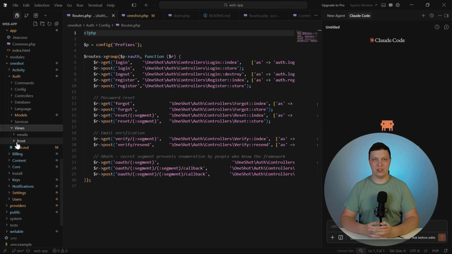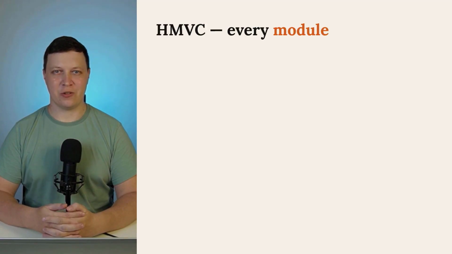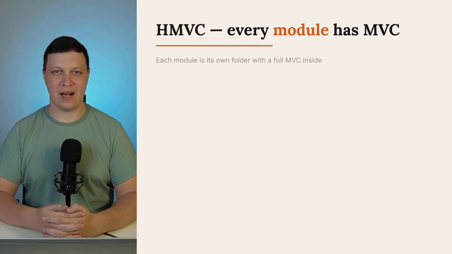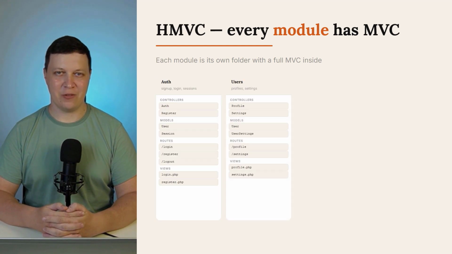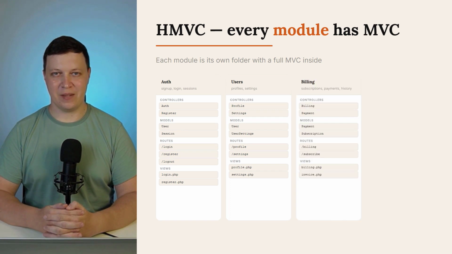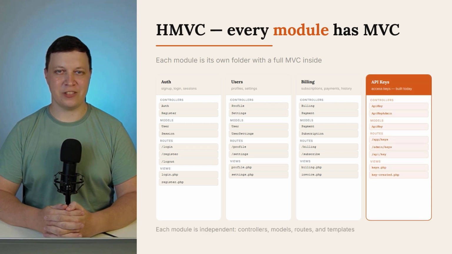Now imagine you have a full SaaS, not just one page. Registration, personal dashboard, billing, API, admin panel. If you dump all of that into one controllers folder and one models folder, after 2 months of development, nobody will know where anything is. That's why HMVC was invented. Hierarchical MVC. The idea is simple. The app is split into modules, and each module contains its own MVC inside.